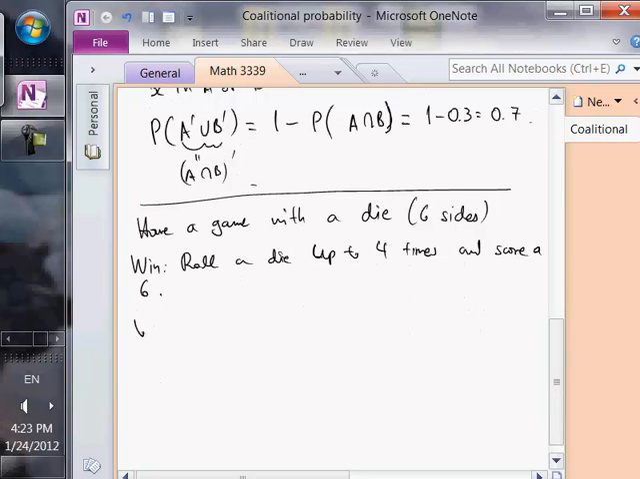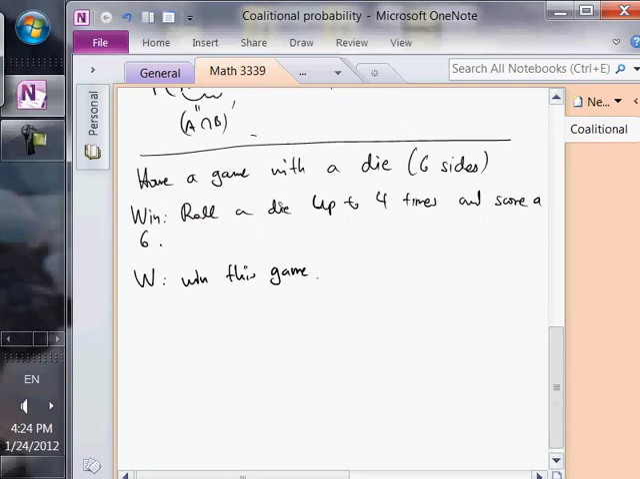So if W is the event win this game, what is the probability of winning? We want to calculate the probability of W. Well, let's see how W can occur. So I define the following events. W1, win with the first roll. W2, not score a 6 during the first roll.